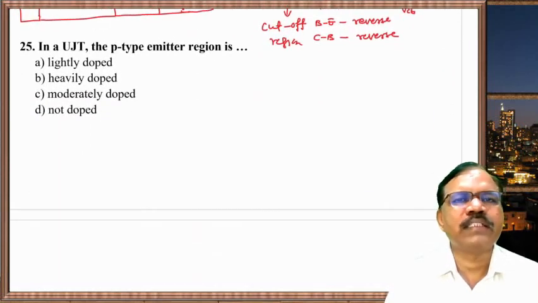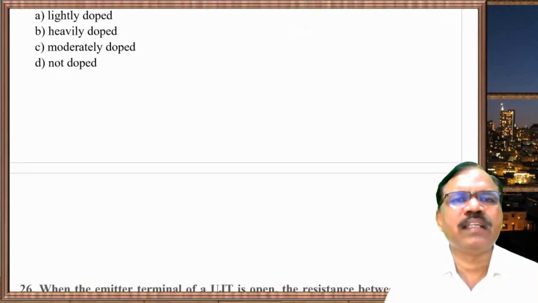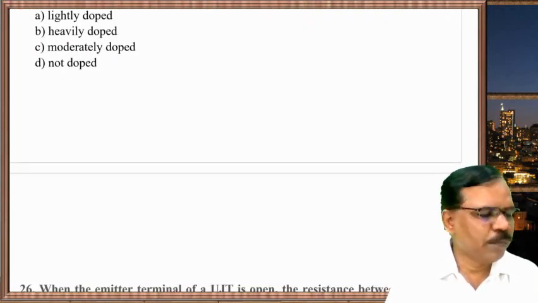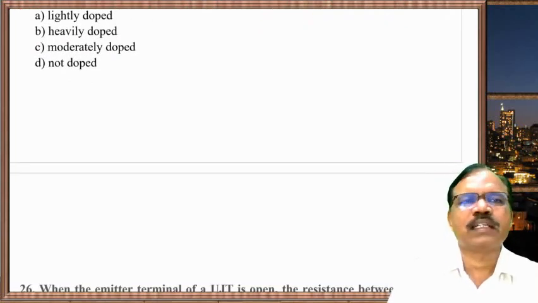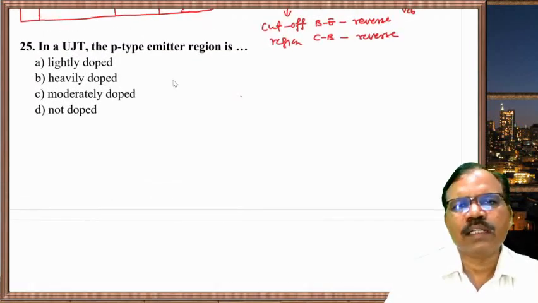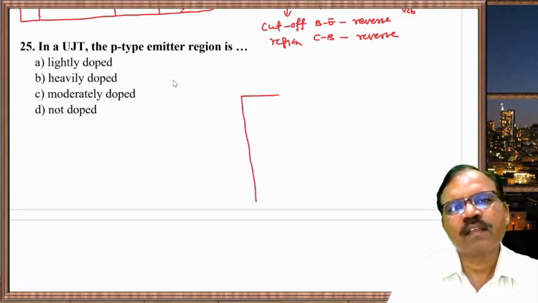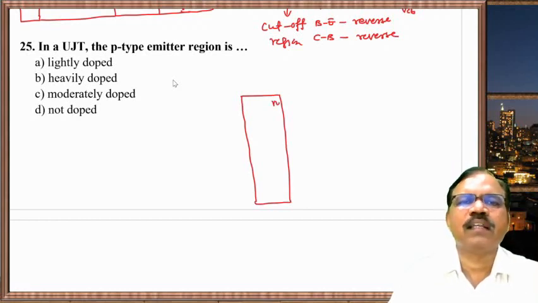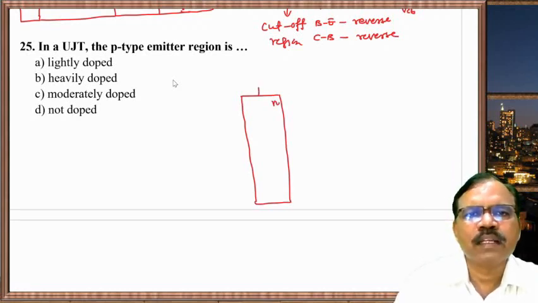Now next one, in a UJT the p-type emitter region is... Now if we see emitter construction of UJT, here one semiconductor channel is taken, and generally it is N channel, means doped with N type impurity. Two terminals are taken out from this. These are called base terminals.